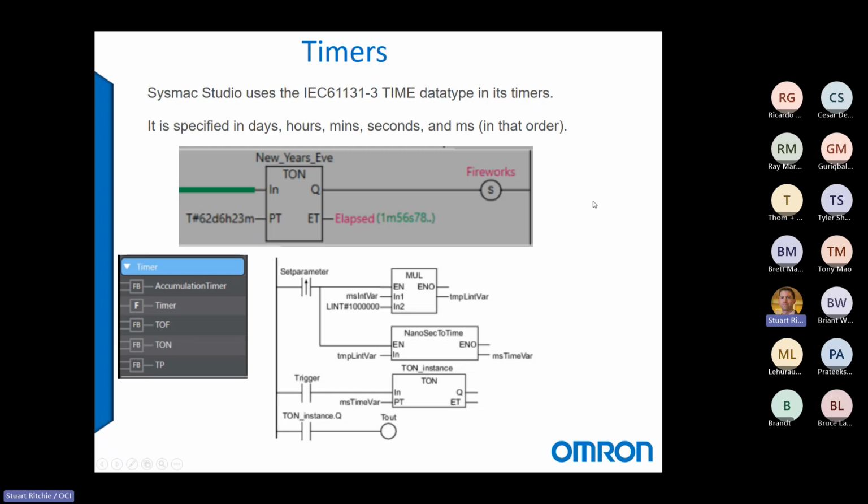Timers in Omron. So we follow the IEC 61131 time data type. So we specify that in days, hours, minutes, seconds, milliseconds, and you follow the order of the largest time increment to the smallest time increment. So all of our timers use that kind of syntax for the timer. And it's nice when you're looking at the elapsed time because it will give it to you in human readable format. Like you can see here, 1 minute, 57 seconds, 56 seconds.